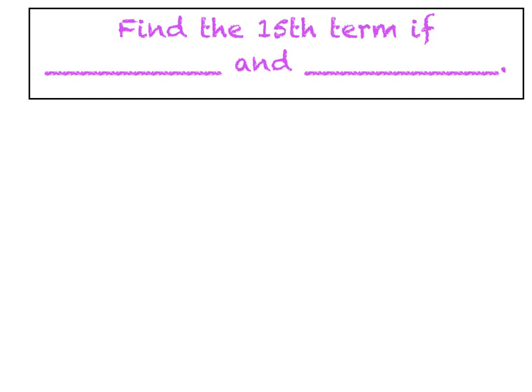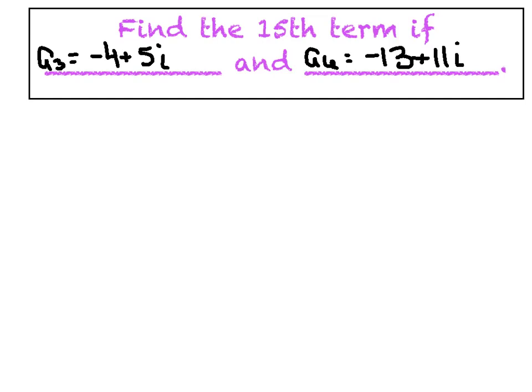And they're asking us to find the 15th term if you knew that the third term, a sub 3, was equal to negative 4 plus 5i, and what if you knew that the sixth term was negative 13 plus 11i? So what's different is if you compare this one to the last example, they gave us the first term and the common difference, which was perfect because that's exactly what I need in order to write the formula for the nth term or the rule for the nth term.